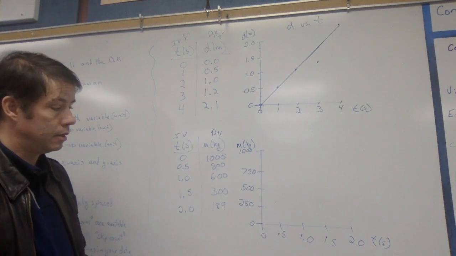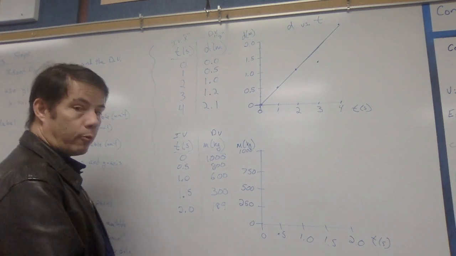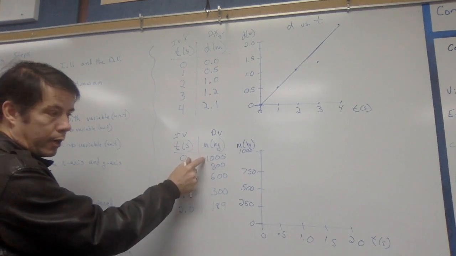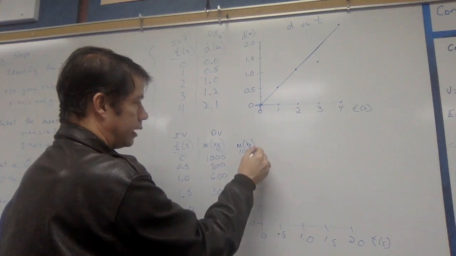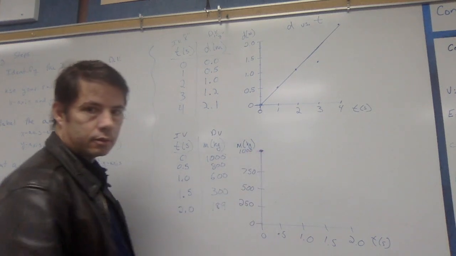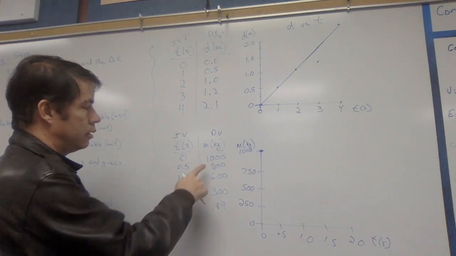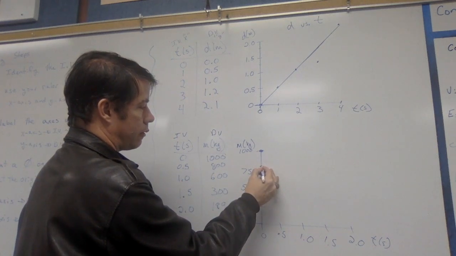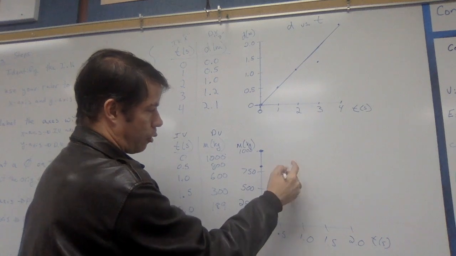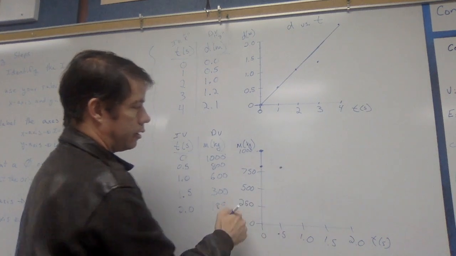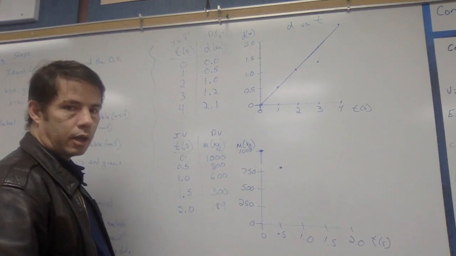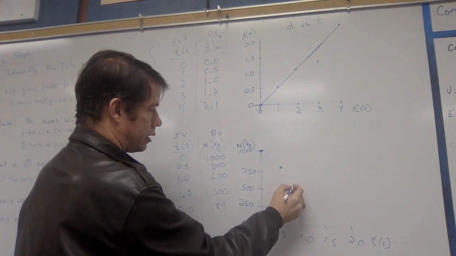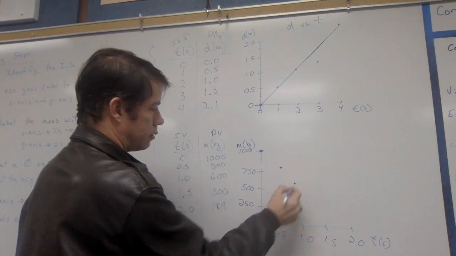Okay? Okay, now I'm going to plot my points. Now this is where people usually mess up. What does the data say? 0 and 1,000. So 0 and 1,000. That point is way up here. Okay? 800. That's slightly above 750, so that's about right here. But that's 0.5, 800, so that's going to be over here. Okay? And then we have 1.0 and 600, so that's slightly between those two.